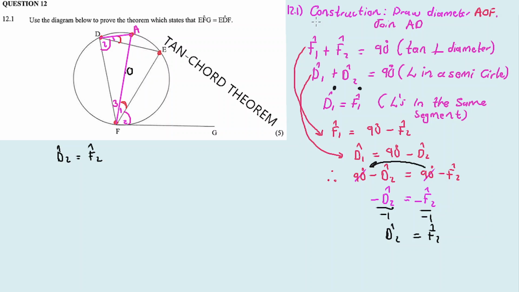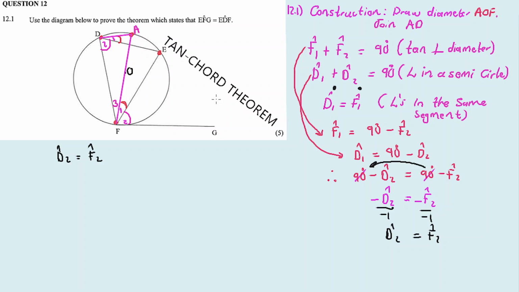You do this construction of drawing a diameter AOF and joining AD all the time. The reason why we draw it, remember, is to create a bow tie so that you can prove that these angles are in fact equal. So the tan chord theorem we prove in this way.